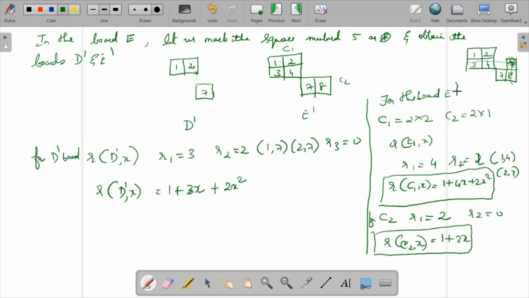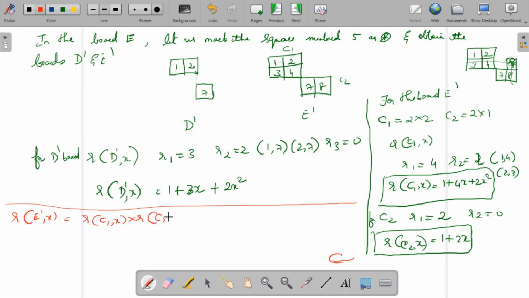So this is for the E dash, right? For E dash I applied the product rule. R of E dash comma x would be the multiplication of R of C1 of x into R of C2 of x. So that would result in 1 plus 4x plus 2x square into 1 plus 2x.